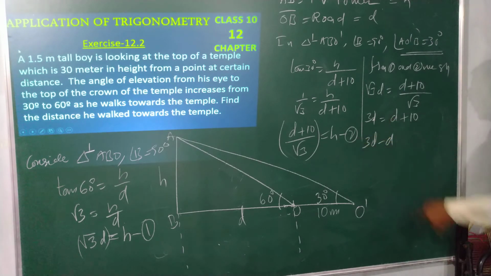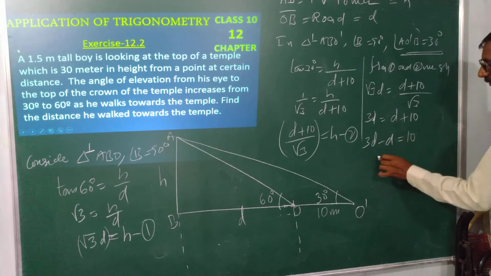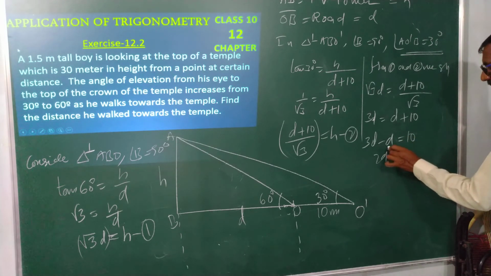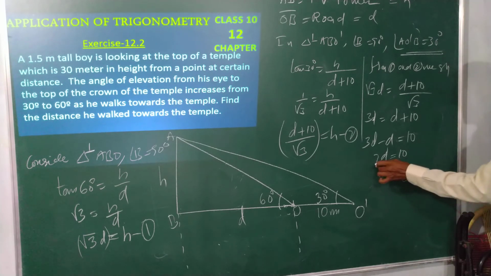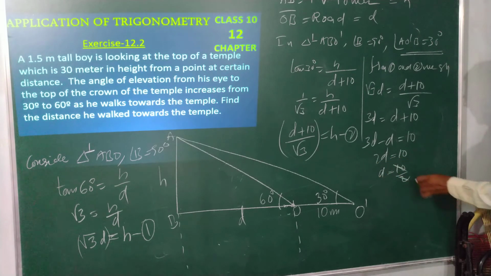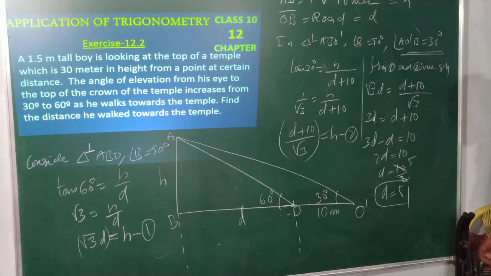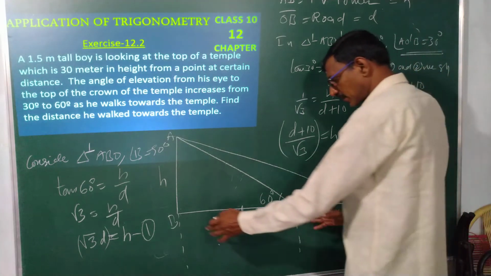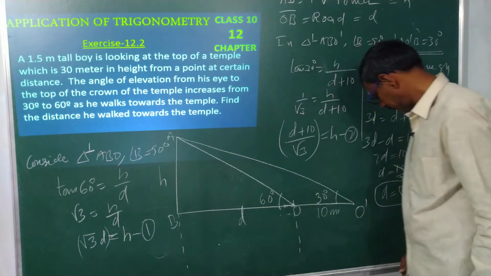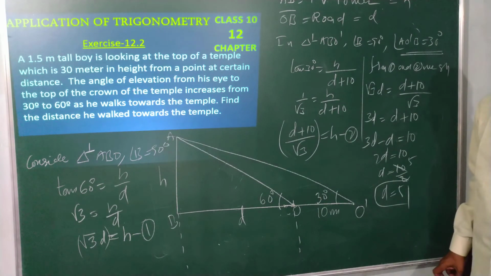And 3d minus d. It is plus d, so we take it to that side, minus d. Then 2d is equal to 10 and d is equal to 10 by 2, because it is multiplying, we take it this side and divide. 5 times, d is equal to 5. Therefore, my width of the road is 5 meters.